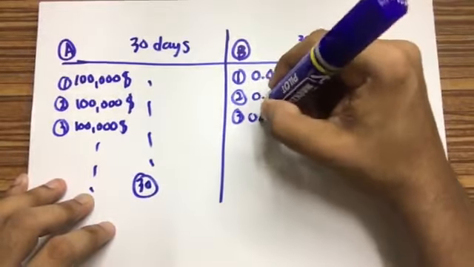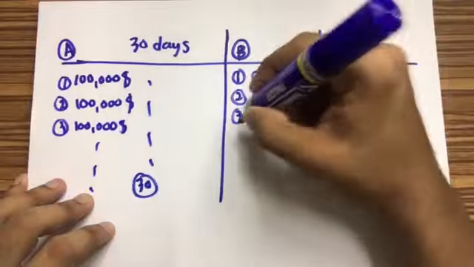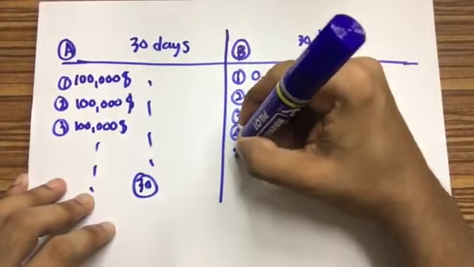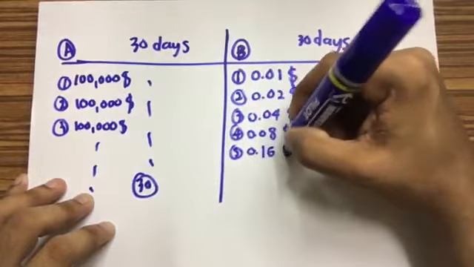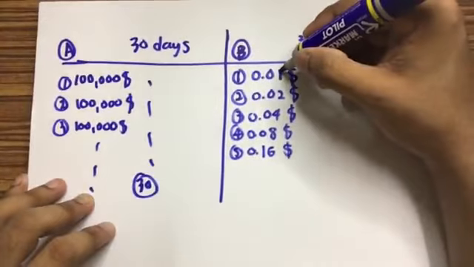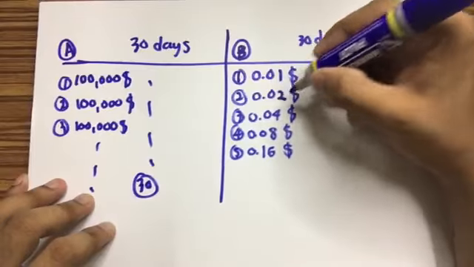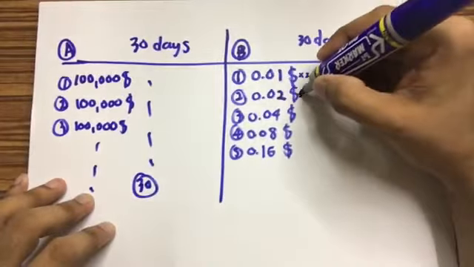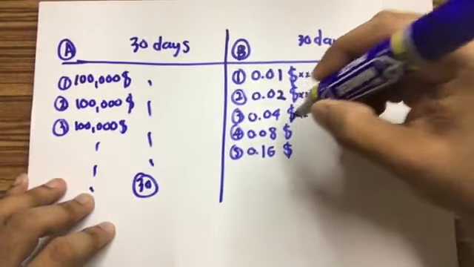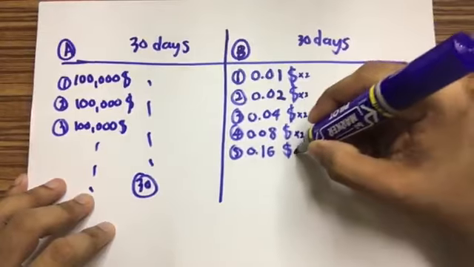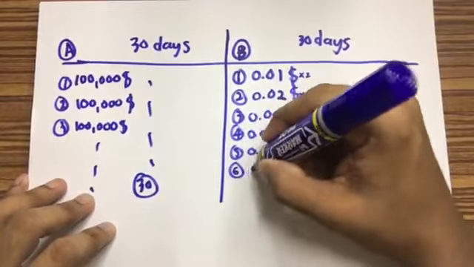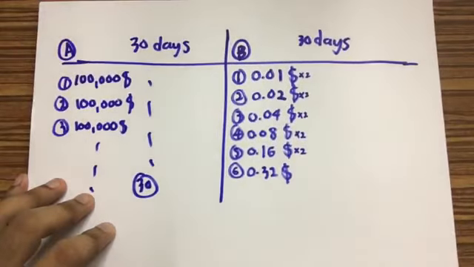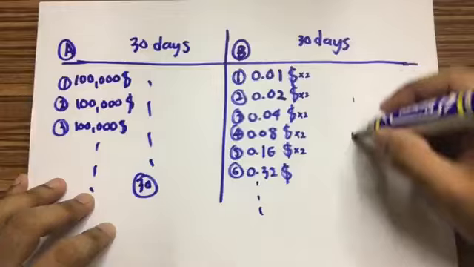Third day 0.04. Fourth day 0.08. Fifth day 0.16. As you can see, 0.01 becomes 0.02. We double the amount, right? We multiply it by 2, and this amount also multiplies by 2, and this amount also, right? Multiply by 2. So next will be 0.32. Very small amounts, okay? So here also you get paid for 30 days.